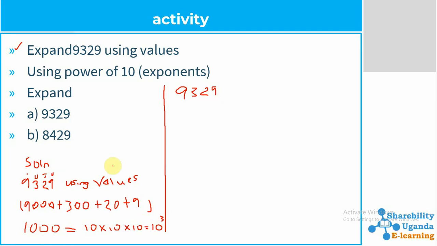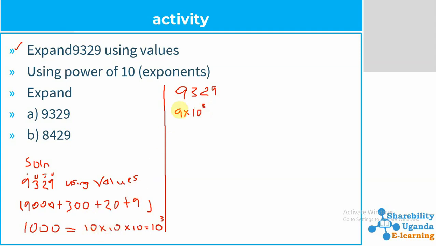So using powers, we shall be able to get our 9 here. Our 9 is the same as 9,000. It has a place value of 9,000. So using exponential powers, we say our 9 times, even you can come and count them here, 1, 2, 3, times 10 to the power 3. You can use this method.